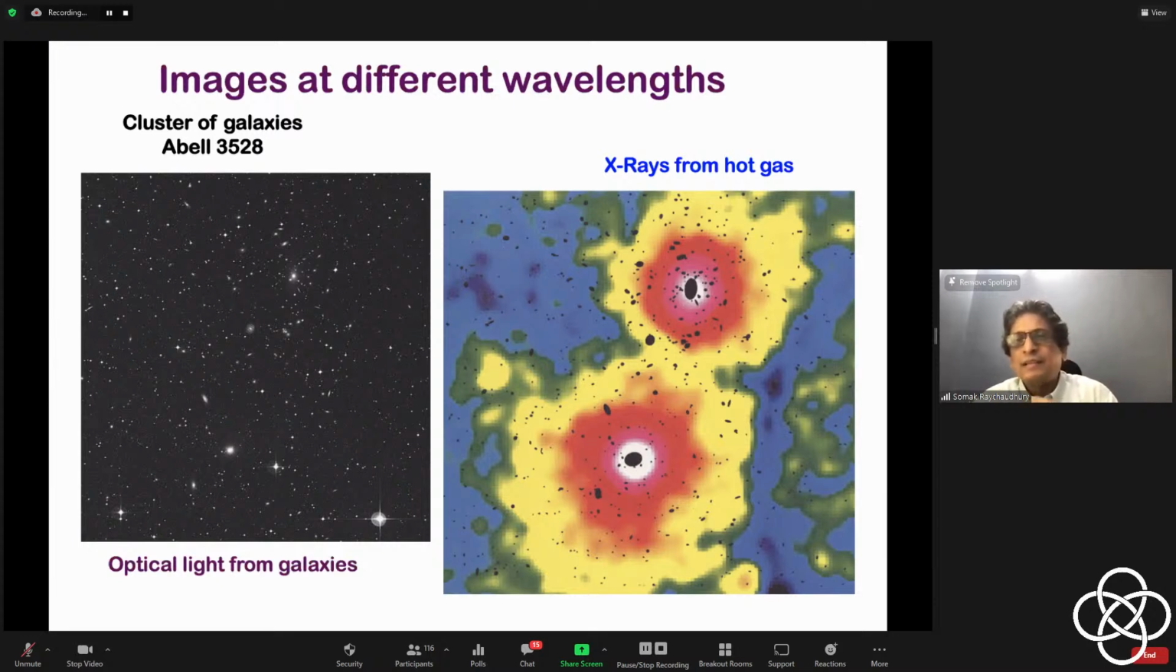Now you can see I've chosen this particular picture on purpose to show you the impact of discovering X-rays from clusters of galaxies. It's the same cluster. On the left, something I studied quite a lot when I was a student, 3528, a cluster in the Shapley supercluster. This is a picture of the galaxies in this cluster. If you look at this picture, you would not really see the actual distribution of galaxies that well.